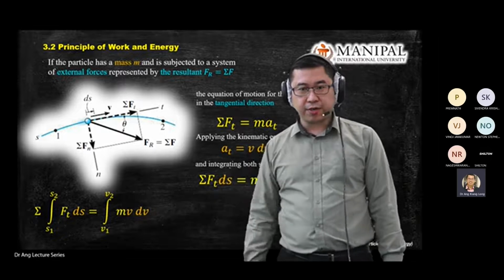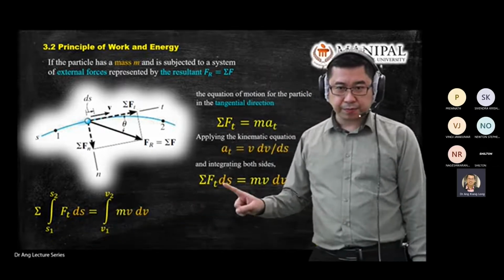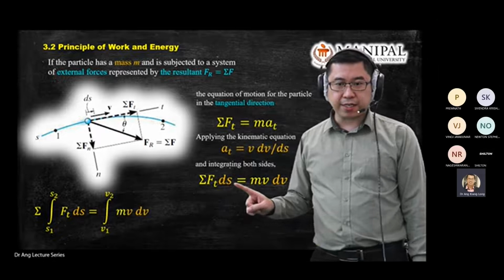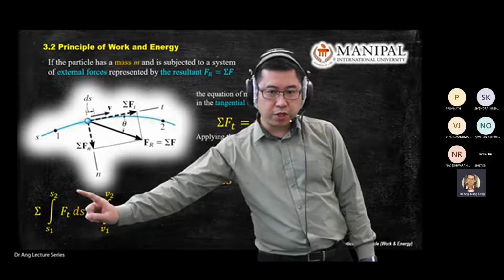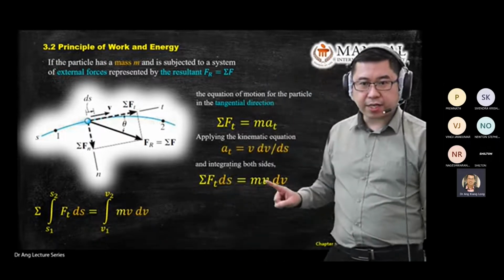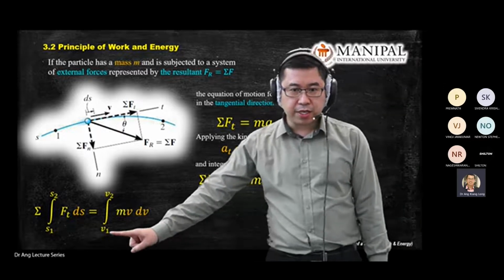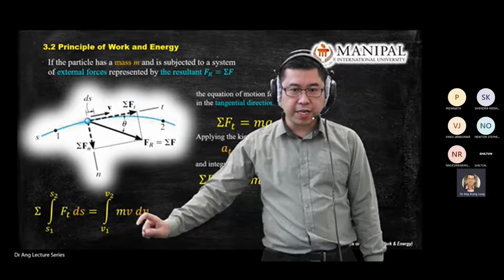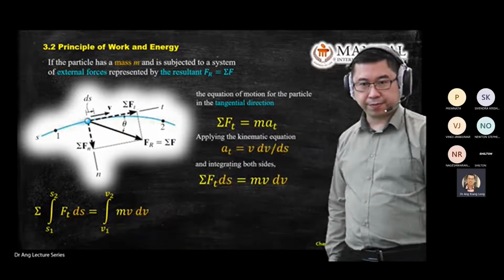You integrate the left hand side by looking at the displacement or position from position 1 to position 2, ds, and on the right hand side you're integrating the velocity. So velocity at point 1 to velocity at point 2. You get the second equation here.